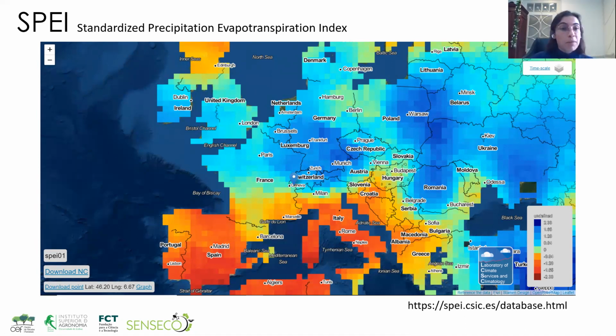You can either download by points or the entire globe, and it offers data from 1901 to 2008. So it offers quite a lot of data, and it's used with data interpolated from the Climatic Research Unit from the University of East Anglia, which is very commonly used in other studies.